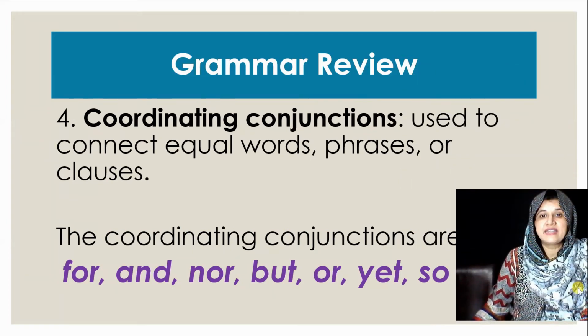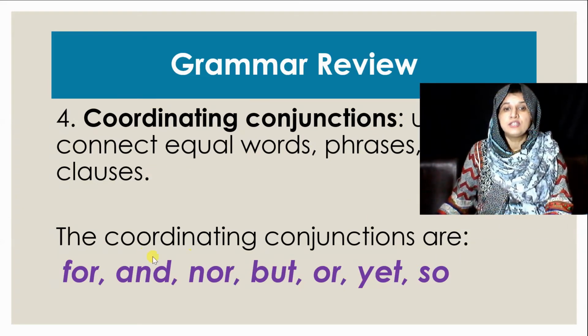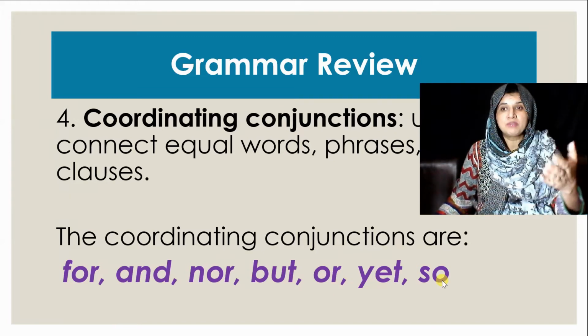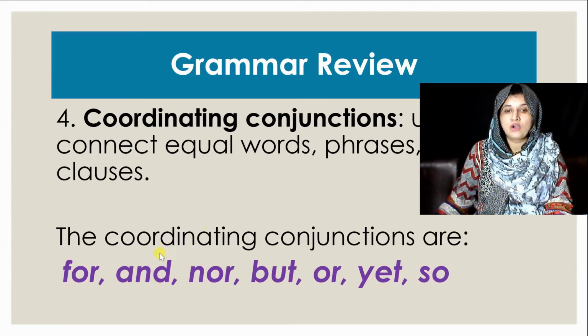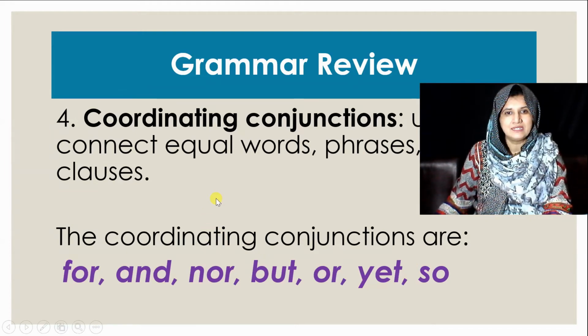We also need to understand the coordinating conjunctions, which are used to connect equal words, phrases or clauses. The coordinating conjunctions are for, and, nor, but, or, yet, so. I hope you remember the famous FANBOYS, right? FANBOYS: F for, A for and, N for nor, B for but, O for or, Y for yet, S for so. So this is how we call coordinating conjunctions FANBOYS, right?